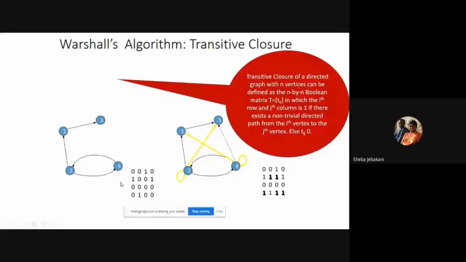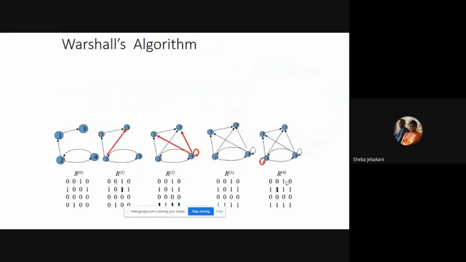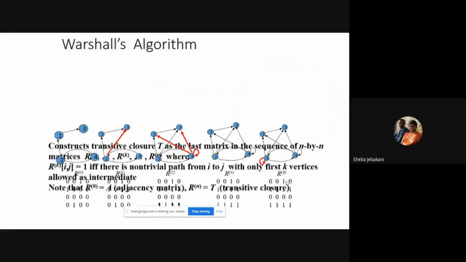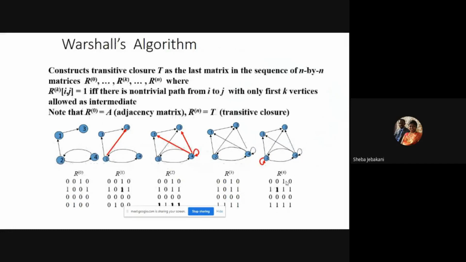So how do we solve this and come up with this particular adjacency matrix with the transitive paths? We are going to see. Basically, Warshall's algorithm computes the transitive closure of a relation. Warshall's algorithm constructs the transitive closure as the last matrix in the sequence of n by n matrices. So you start taking R of 0, R of 1, R of 2 up to R of n.